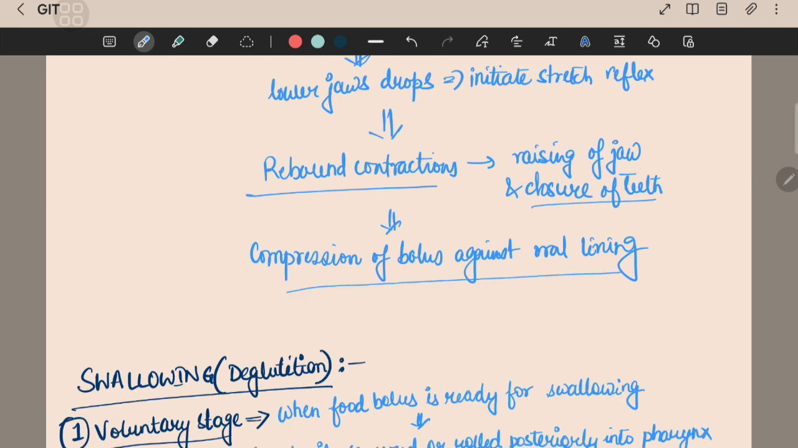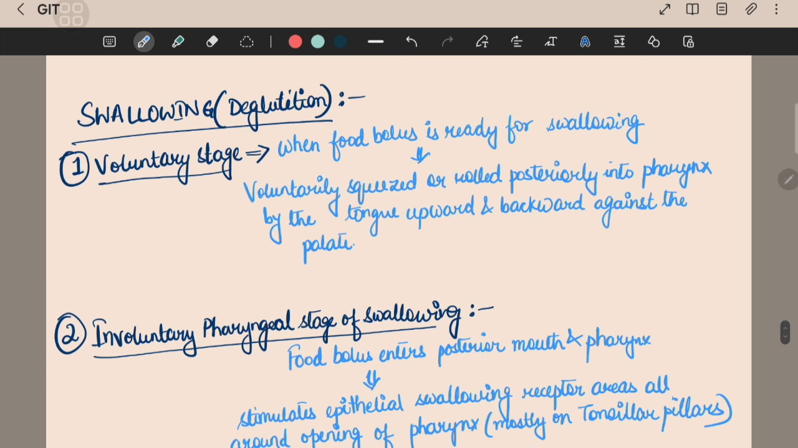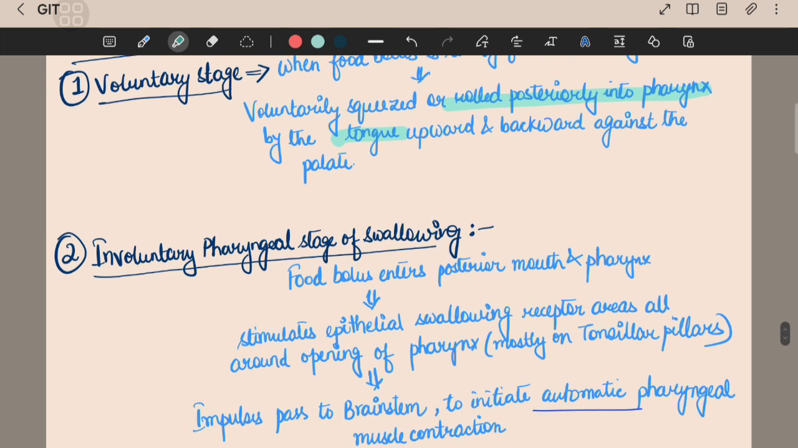and there will be proper mastication. Now talking about swallowing or deglutition, this has mainly 3 phases. One is the voluntary stage. You will push the food bolus with your tongue into the back of the posterior mouth, and then automatically into the oropharynx. So there will be voluntary squeezing or rolling posteriorly into the pharynx by the tongue, and you will press it against the palate, and then move it automatically. Your tongue muscles will play an important role, and you will complete the first phase, the voluntary stage of deglutition.